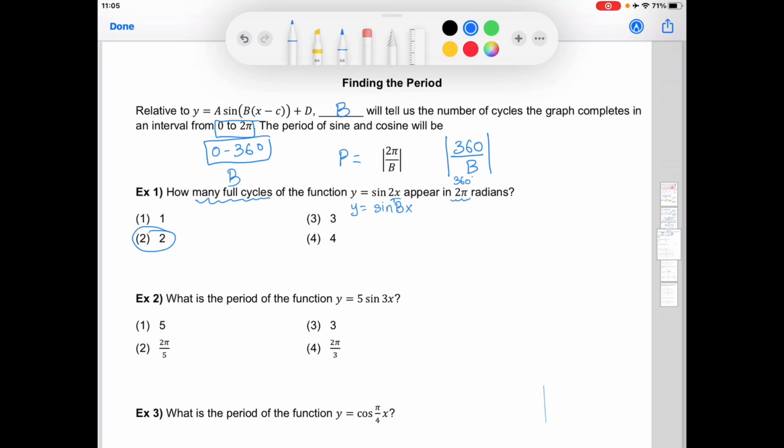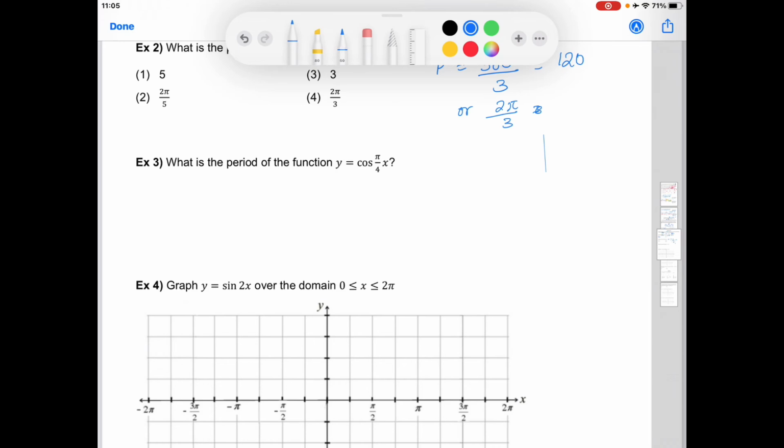What is the period of the function y equals 5 sine 3x? I really don't care about the 5. That is something else, a different letter. We'll talk about it. I'm just talking about b. I know my b is 3. So I'll have 3 cycles in 360 degrees. But I want to find the period. Period is 360 divided by 3, which is 120. We got this formula from here, we wrote that up here. Or if I want to work in radians, it's 2 pi divided by 3, which is just 2 pi over 3. You really can't simplify it. Do not put the pi in the calculator. I can't stress that enough.